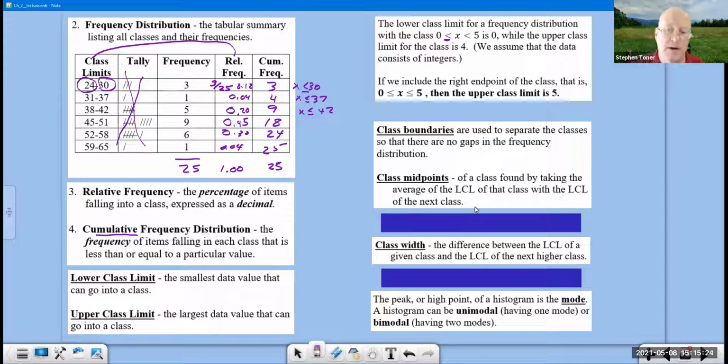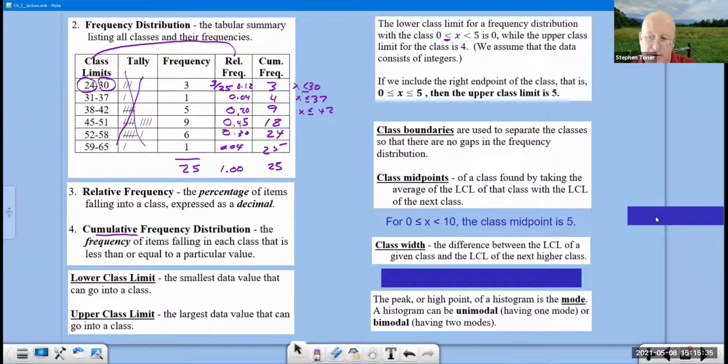The class midpoint, this is a formula, is found by taking the average of the lower class limit of that class with the lower class limit of the next class. So for example, when I have 0 less than or equal to X less than 10, the next class is going to begin at 10 because the 10 was not included in that first class. The next class will be 10 less than or equal to X less than 15. So we're taking 0 plus 10, add them up and divide by 2, and that's where 5 becomes the class midpoint of that first class.